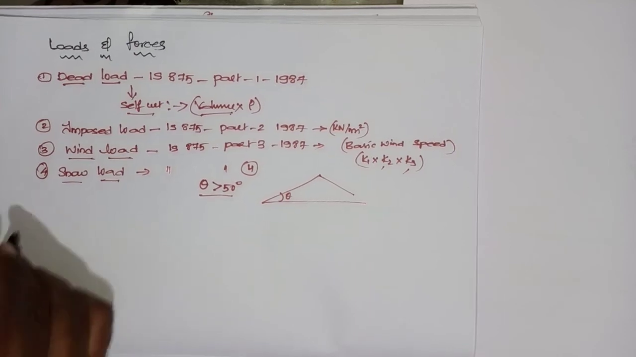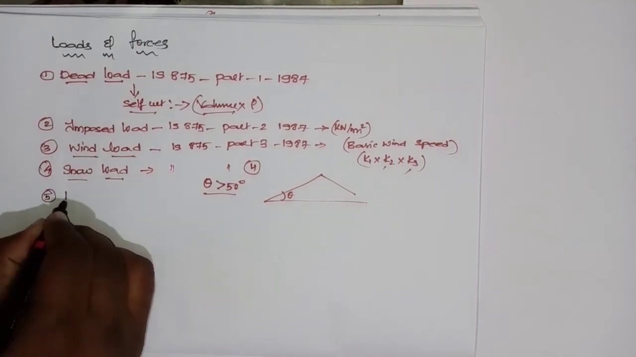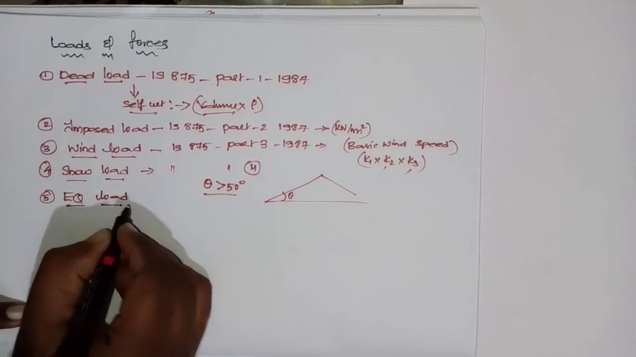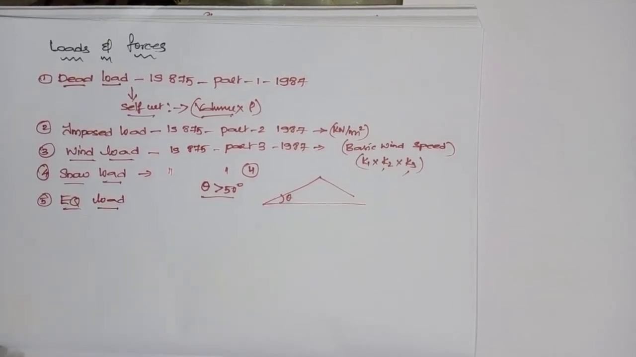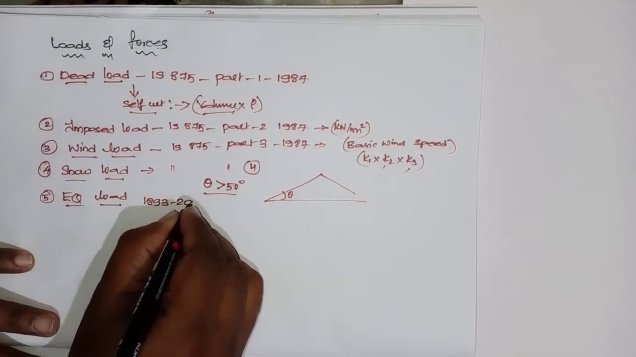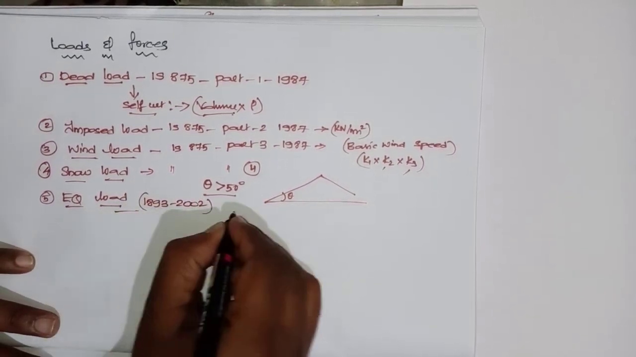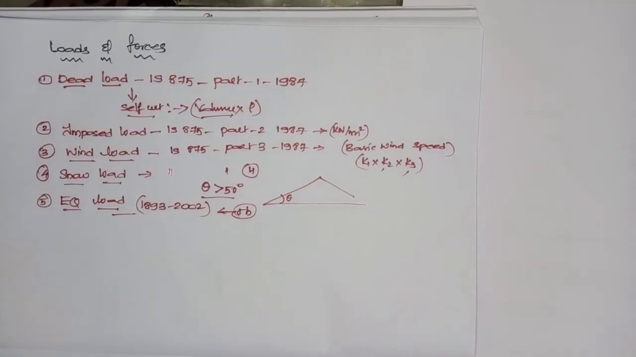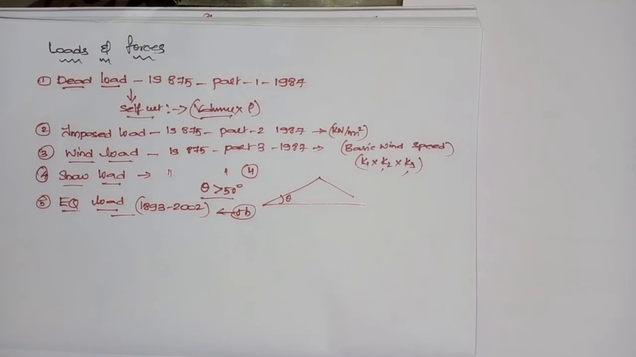And the next one is earthquake load. This is as per IS 1893 2002, and this load is just like a horizontal load which will be acting on the structure.